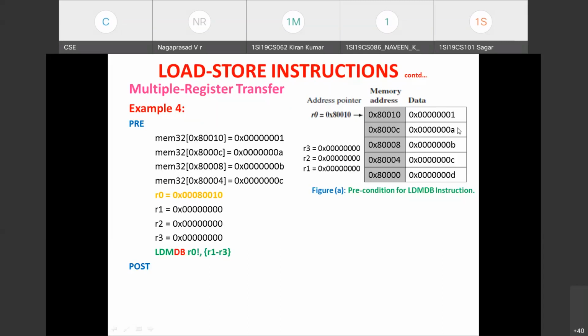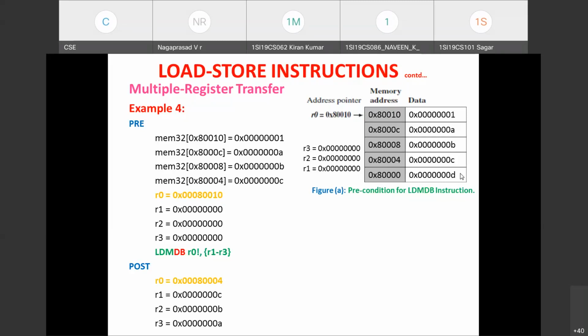So what will be the content of R3? It will be A, the content of R2 will be B, and the content of R1 will be C. That will be the result. This is a bit confusing. Multiple register transfer is a bit complicated compared to single register transfer. You need to remember the addressing modes IA, IB, DA, DB, and how each of these works.